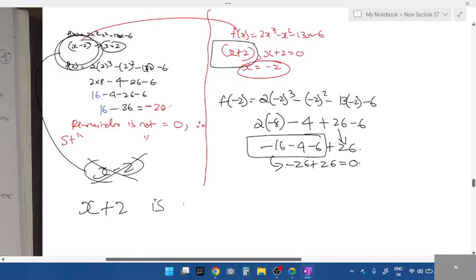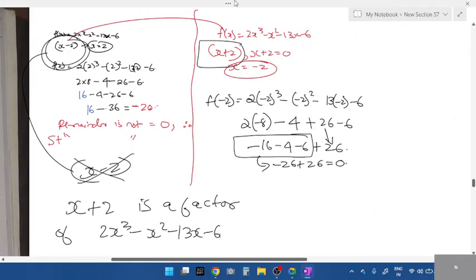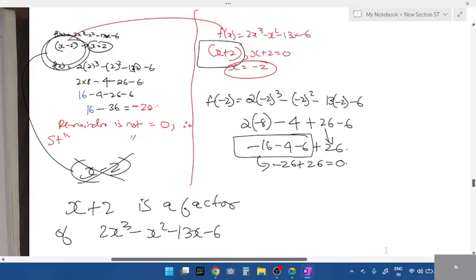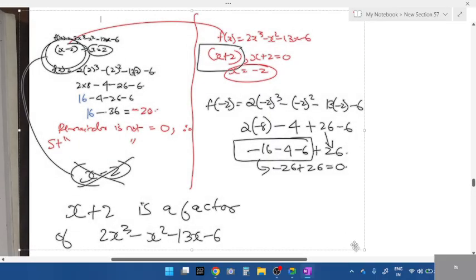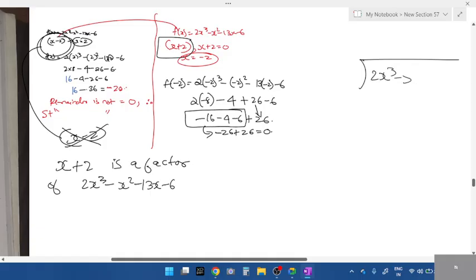X plus 2 is a factor of 2x cube minus x square minus 13x minus 6. If you do it till here, you will get 2.5 marks. Another 1.5 for your calculation, students. Factorize completely, long division method: 2x cube minus x square minus 13x minus 6.